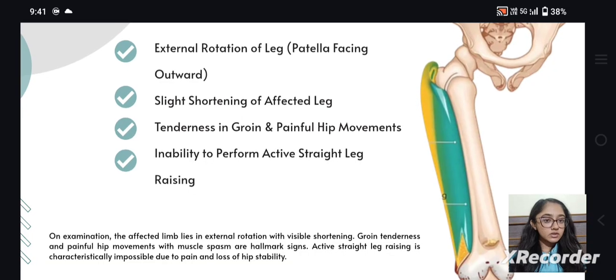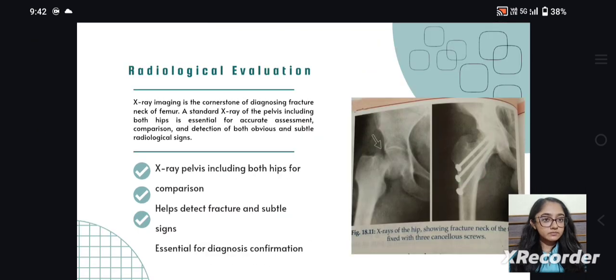So on examination, the affected limb lies in external rotation with visible shortening. Groin tenderness and painful hip movements with muscle spasm are hallmark signs. Active straight leg raising is characteristically impossible due to pain and loss of hip stability.